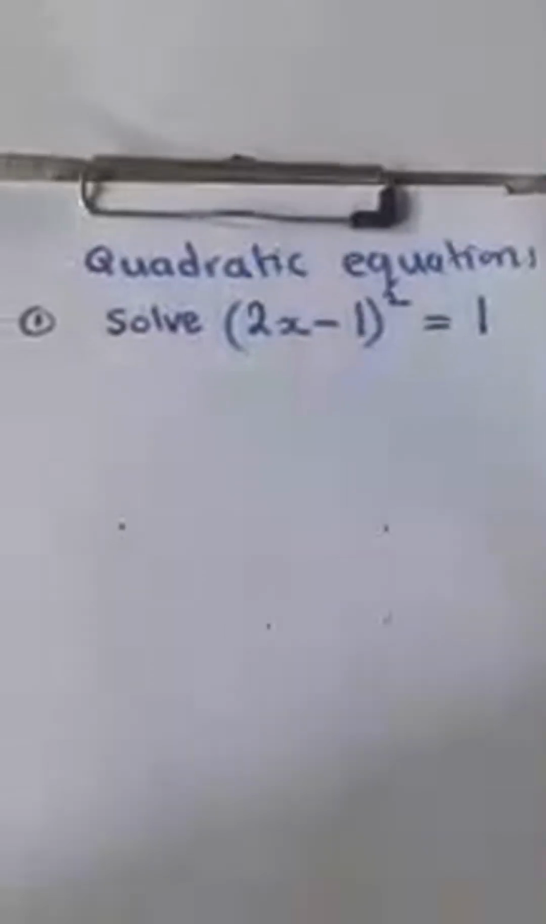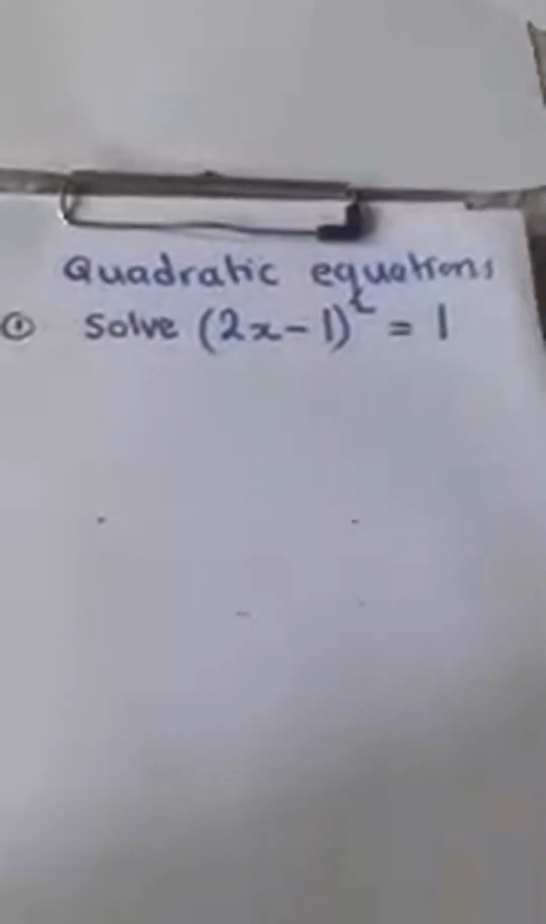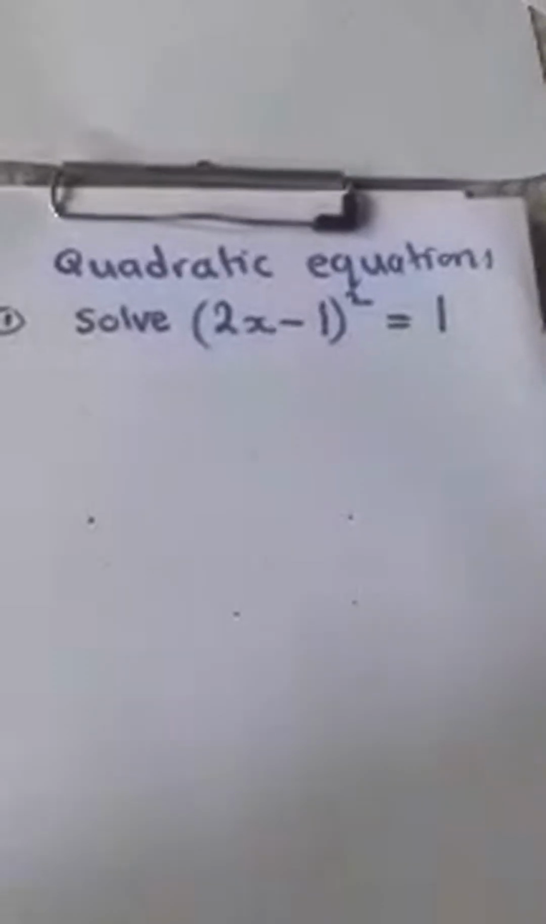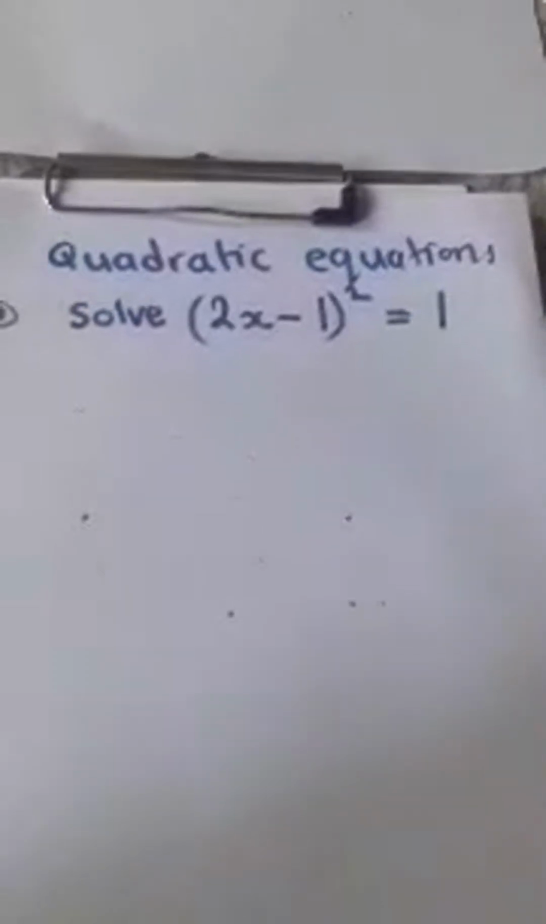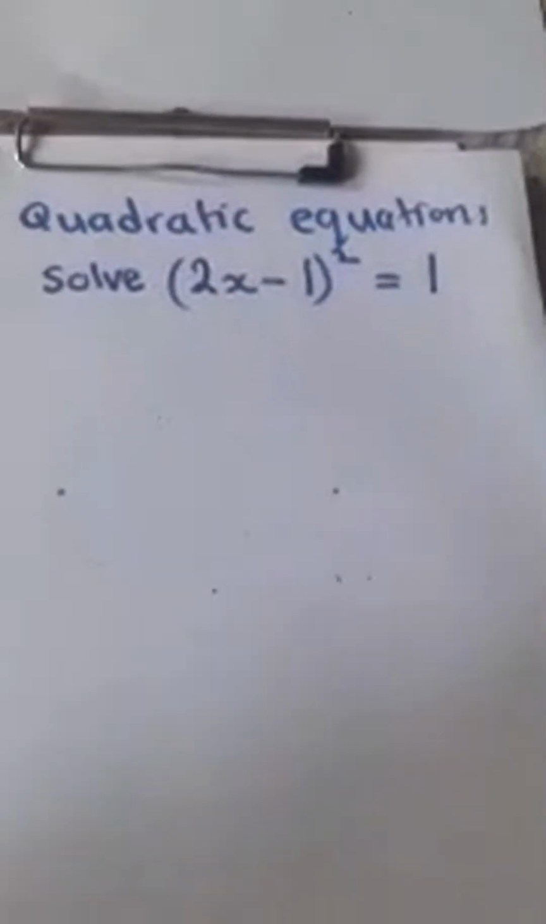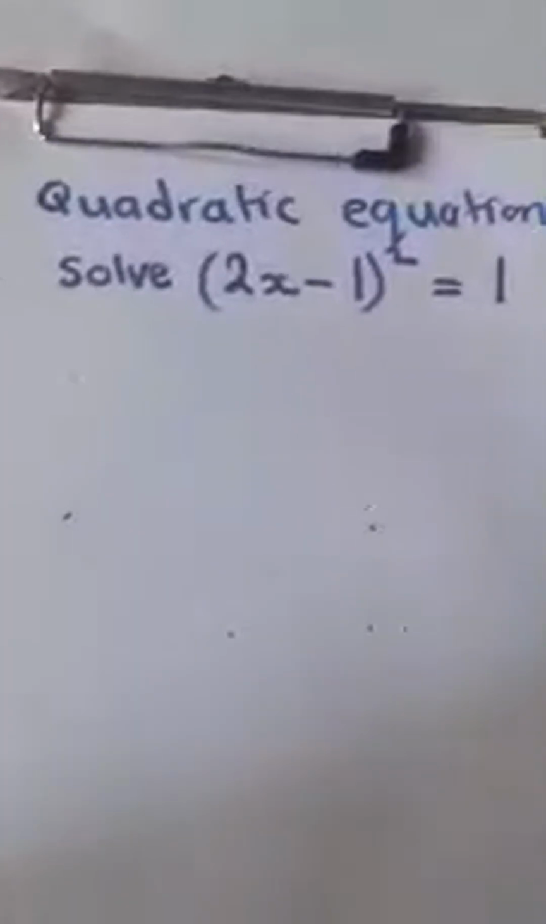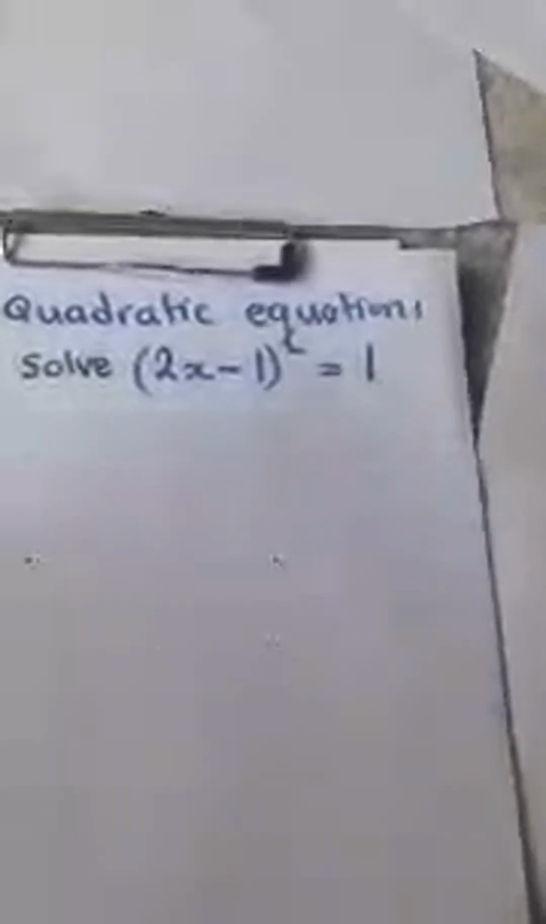So guys, I want you to try this one. Quadratic equation. Solve (2x minus 1) squared is equal to 1. Let's solve this equation, guys. It's a quadratic equation. Let's solve this quadratic equation: (2x minus 1) squared is equal to 1.